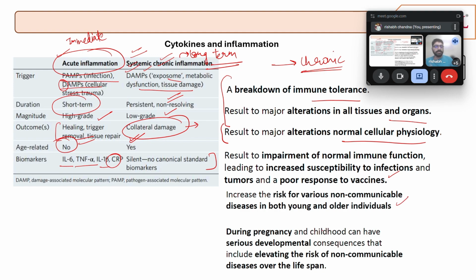During pregnancy, if chronic inflammation takes place, the child that is born has some serious developmental consequences, increasing the risk of non-communicable diseases over the lifespan. So that means during pregnancy, any type of inflammation can lead to serious consequences for the child, so that can be avoided. These are the major hallmarks which take place when the body shifts towards chronic inflammation. If you have any doubt, you can ask.